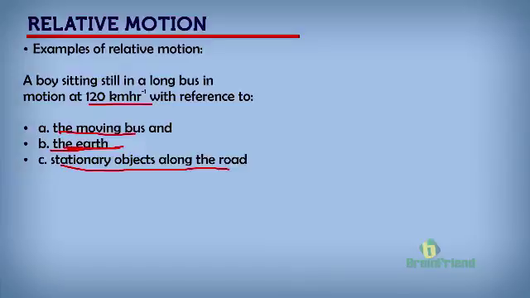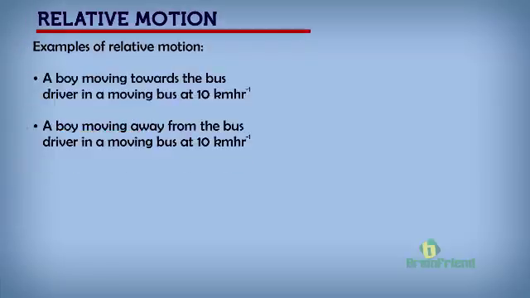Now, relative to stationary objects, in as much as during the movement it will be leaving stationary objects behind, it will be leaving them behind at the speed of 120 kilometers per hour. So consider the relative motion of the boy in the bus, relative to the bus, or relative to the earth, or relative to objects that are along the road.